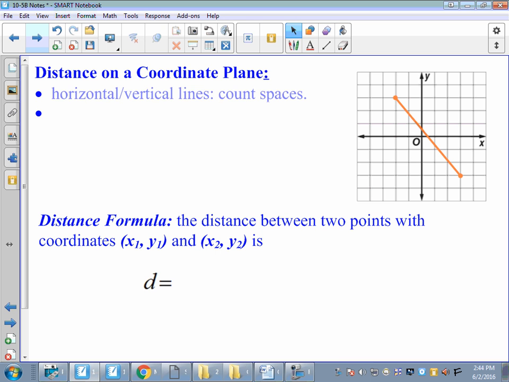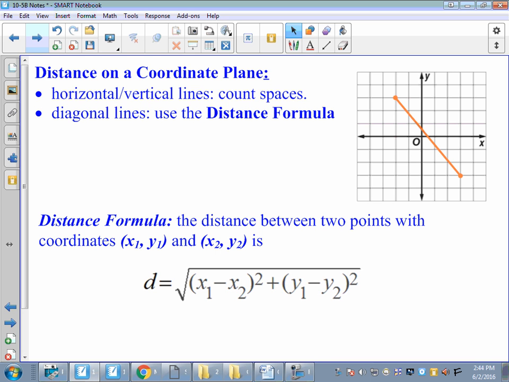So the distance on a coordinate plane, if you have horizontals, you can count, but the diagonals, you're going to use the distance formula. And I'm just going to show you that here. You're going to find the distance between the x coordinates and square it plus the y coordinates squared. And that is the distance formula.